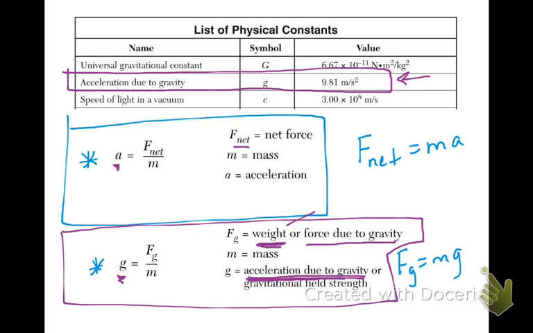So anytime you see weight, you know you're talking about our force of gravity. And anytime that you're dealing with g, you know you're talking about your acceleration due to gravity, which is found on the front of your reference tables. So now I'm going to go over how to do question number 2 using the weight force.